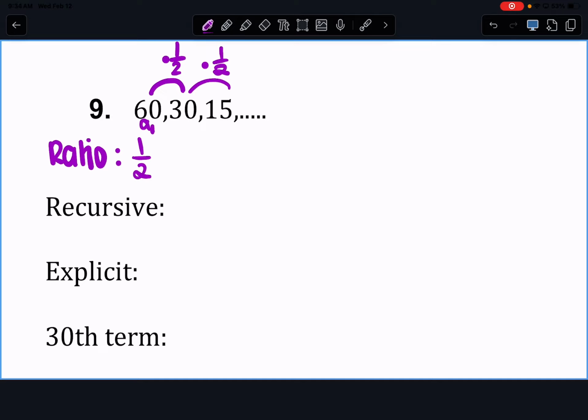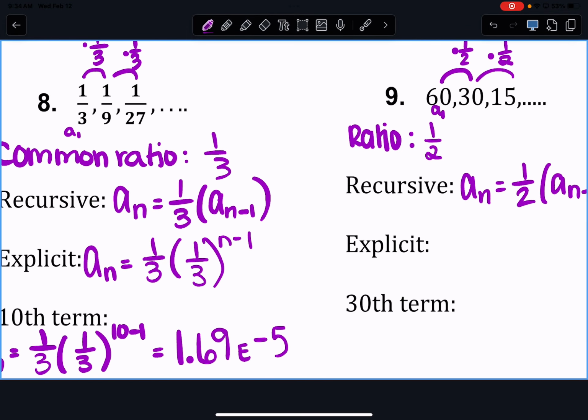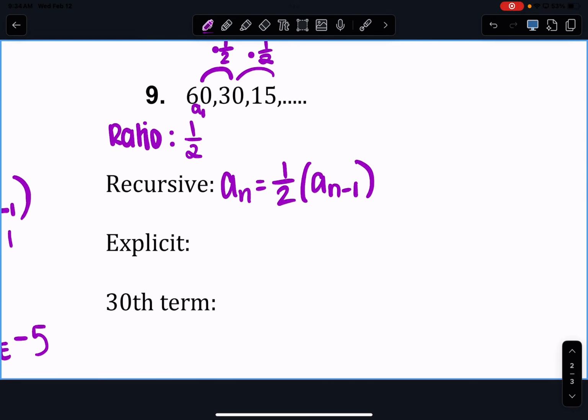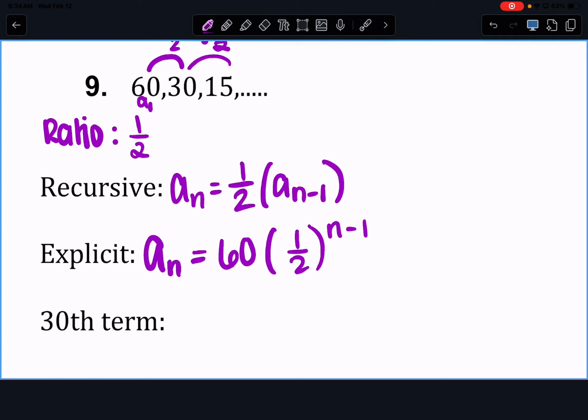Perfect. So to go recursive, we do a_n is equal to 1/2 times a_(n minus 1). Yeah, it's just n minus 1 right there. So why was the last one common ratio? Now it's ratio. It's the same thing. I just didn't want to write common out. Before we do that one, we got to do our a_1 term. We got to do a_1 times our 1/2 to the n minus 1.